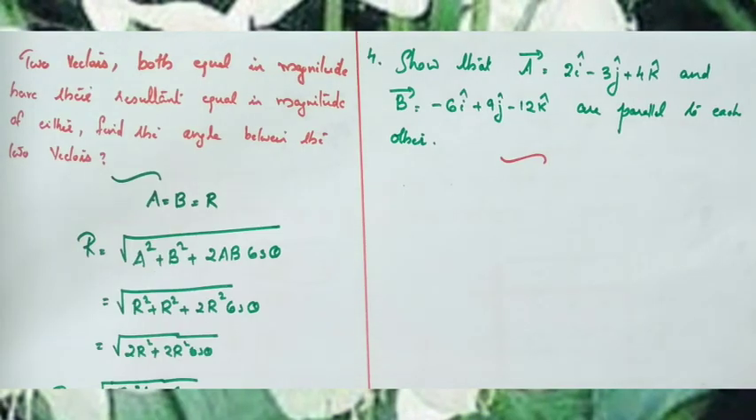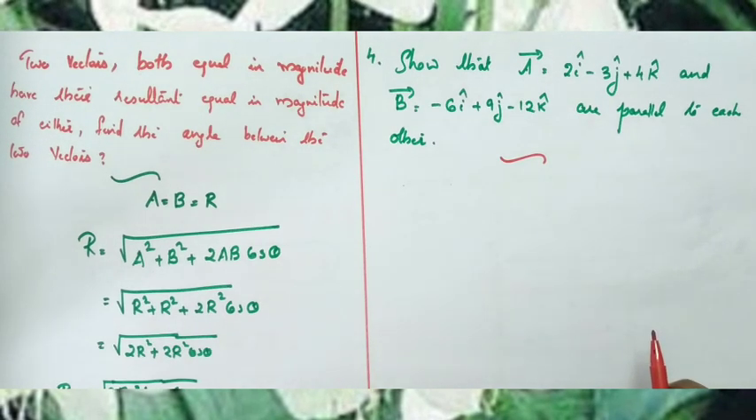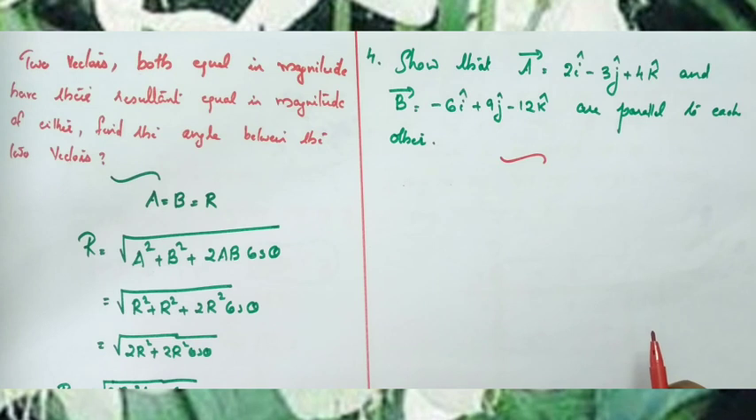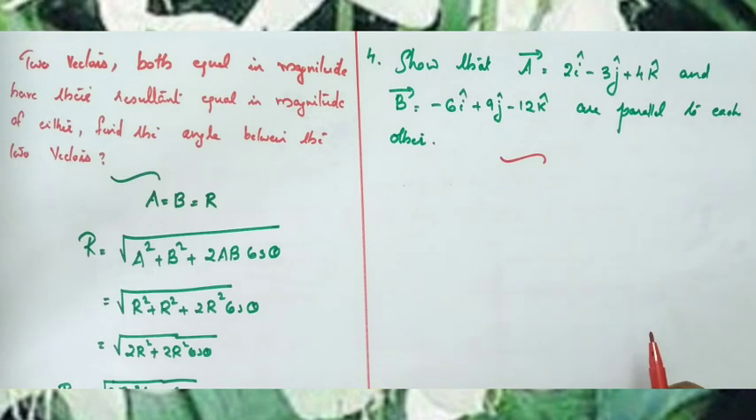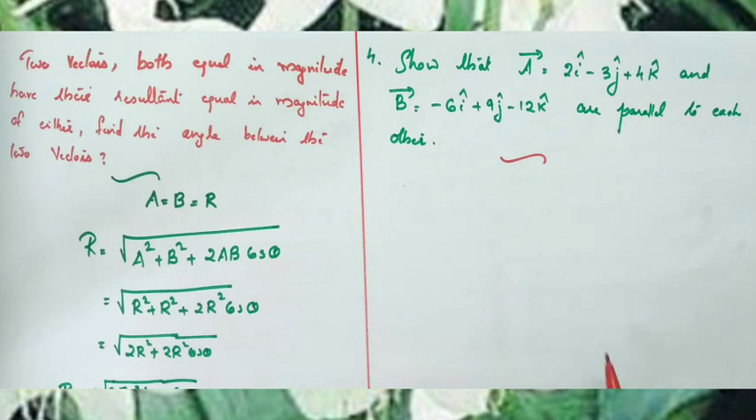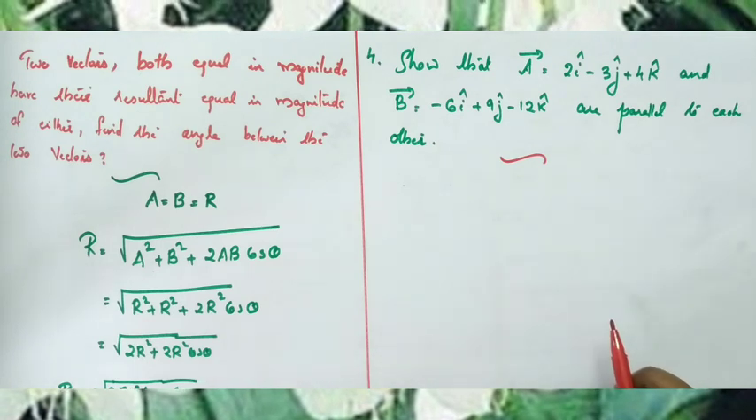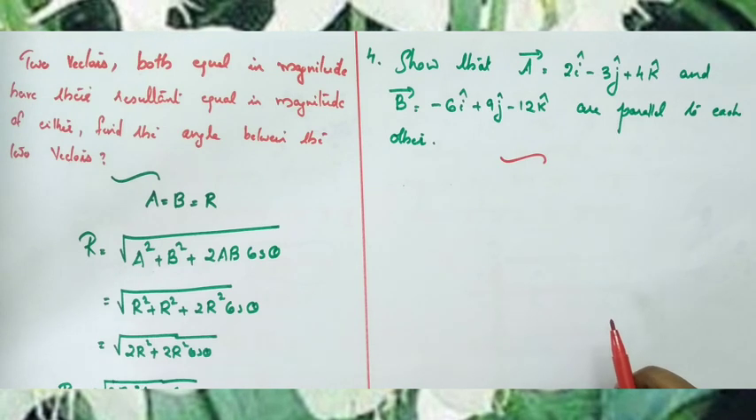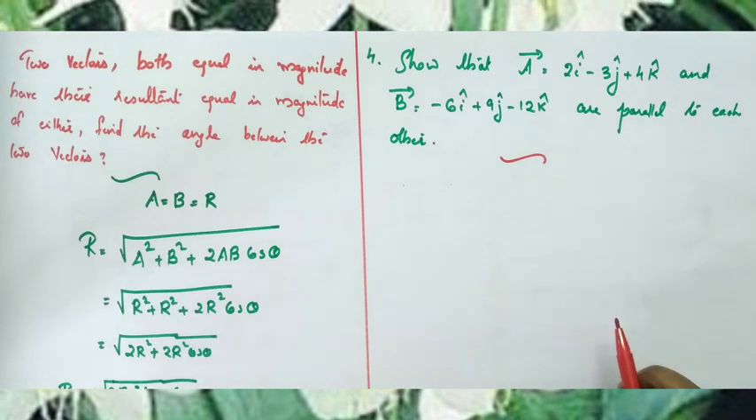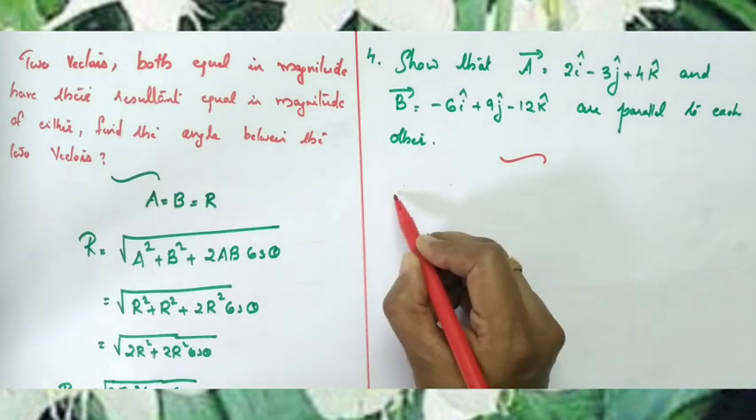Show that vector A equal to 2i minus 3j plus 4k and vector B equal to minus 6i plus 9j minus 12k are parallel to each other. Two vectors are parallel to each other means what is the value of angle theta? Theta is equal to 0. So two vectors are parallel means we know that the cross product of the two vectors is equal to 0.